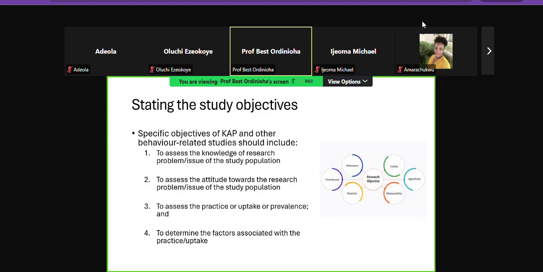In fact, some persons will just think that PG students should not be doing CAP studies. No, they can, especially when they are able to add this 4th objective. And this 4th objective involves cross-tabulations, bivariate analysis, which can move your study from a descriptive cross-sectional study to an analytical cross-sectional study. So those of you doing a CAP study, please note that your study objectives must be a minimum of four.